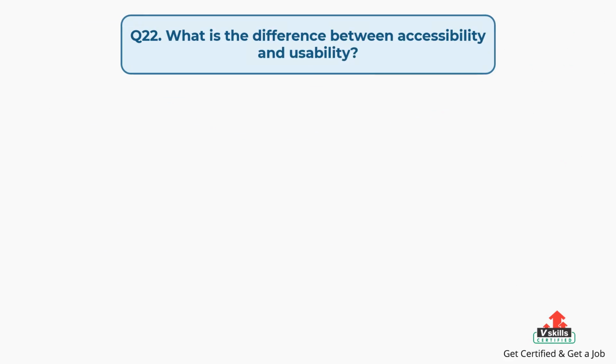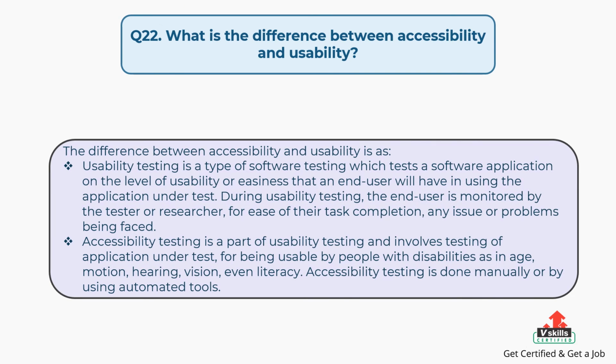Question number 22. What is the difference between accessibility and usability? The answer is usability testing is a type of software testing which tests a software application on the level of usability or easiness that an end user will have in using the application under test. During usability testing, the end user is monitored by the tester or researcher, for ease of their task completion and any issues or problems being faced. Whereas, accessibility testing is a part of usability testing and involves testing of the application under test, for being usable by people with disabilities as in age, motion, hearing, vision, even literacy. Accessibility testing is done manually or by using automated tools.